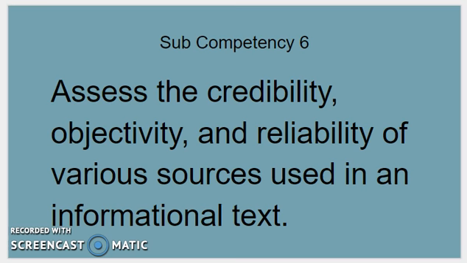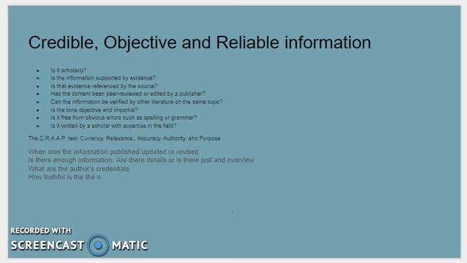Subcompetency 6. Assess the credibility, objectivity, and reliability of various sources used in an informational text. So, credible, objective, and reliable information. Ask yourself, is it scholarly? Is the information supported by evidence? It should be.